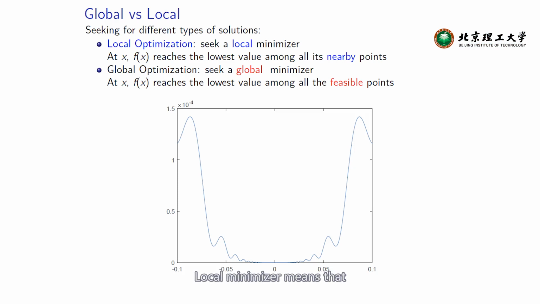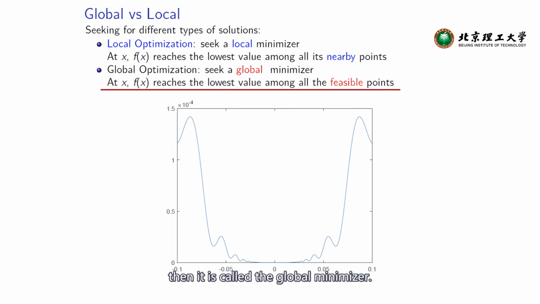Local minimizer means that at this point x, the function value reaches the lowest value within a neighborhood of this x. Then x will be a local minimizer. In contrast, if at point x, the function value reaches the lowest value among all the feasible points, then it is called the global minimizer. So this is just roughly speaking. We will talk about more details about local and global minimizers in Chapter 2.